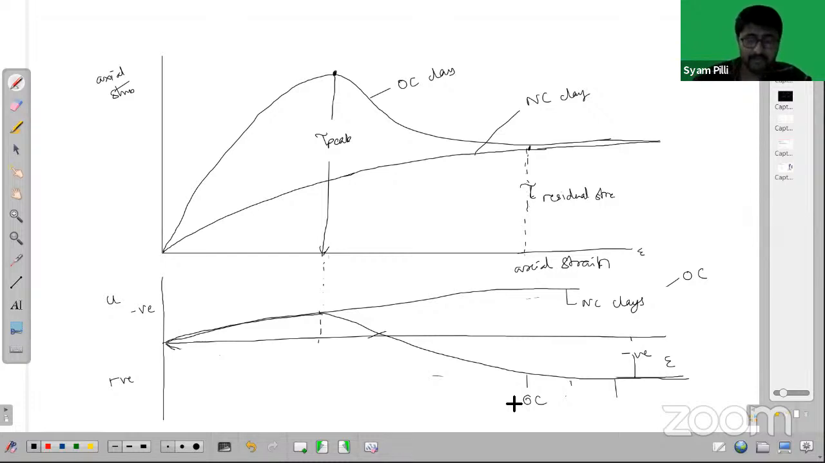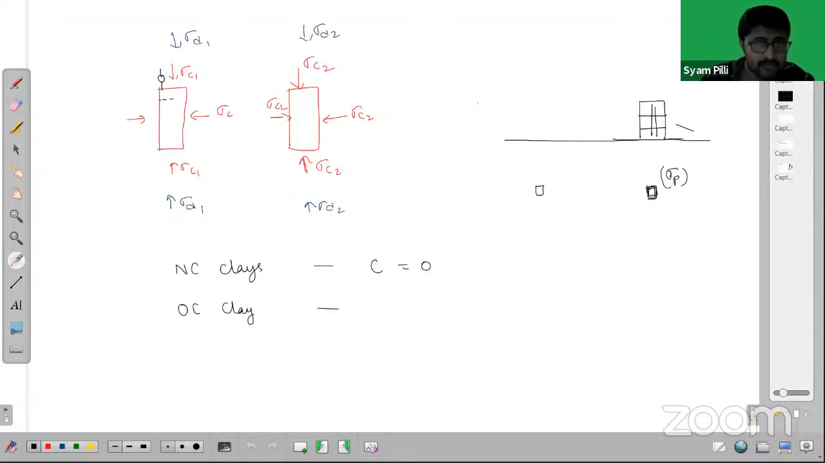Did you understand this? See, the point is, if we allow drainage in over consolidated clay while applying sigma d, then what happens? The volume will increase, not decrease, because it was already over consolidated. There is no scope for further rearrangement of the particles. So what will happen? When we give shear stress, instead of going into a denser state, it will show volume increase.